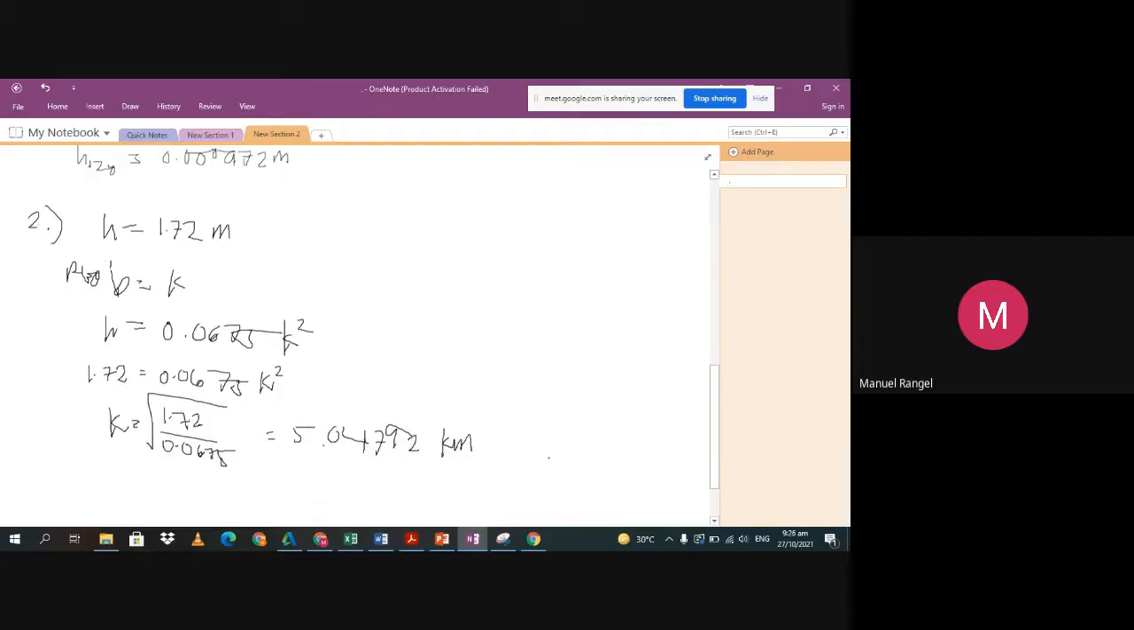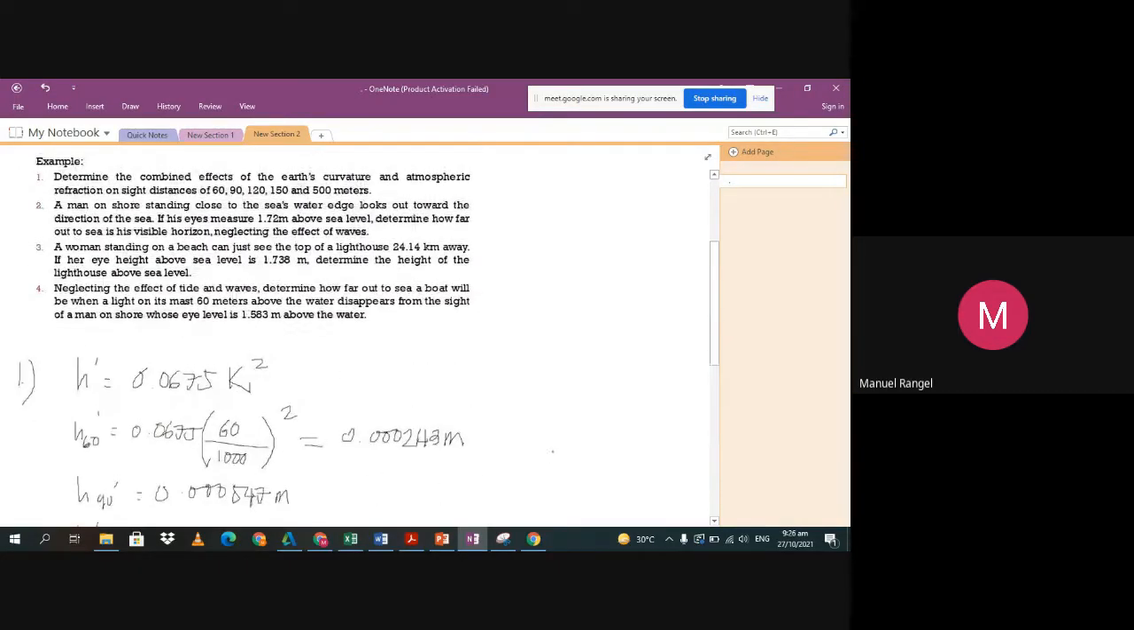Okay, for problem number 3, a woman standing on a beach can just see the top of a lighthouse 24.14 kilometers away. If her eye height above sea level is 1.738 meters, determine the height of the lighthouse above sea level.